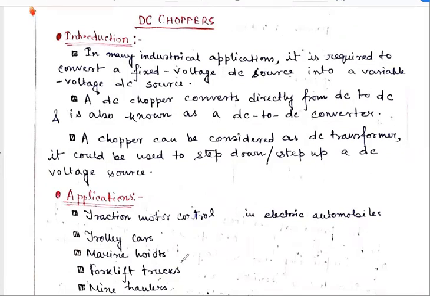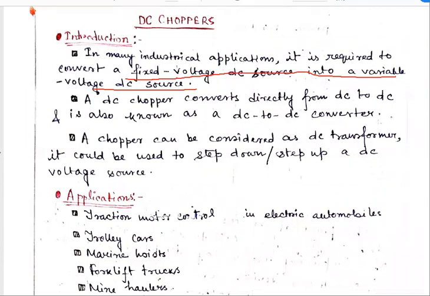Okay, I will start the class. Today we are going to discuss DC choppers. So, what is a DC chopper? In case of AC, the function of a transformer is to step up or step down the AC voltage. Similarly, in a DC circuit, DC choppers are required to convert a fixed voltage DC source into a variable voltage DC source, and it directly converts DC to DC.